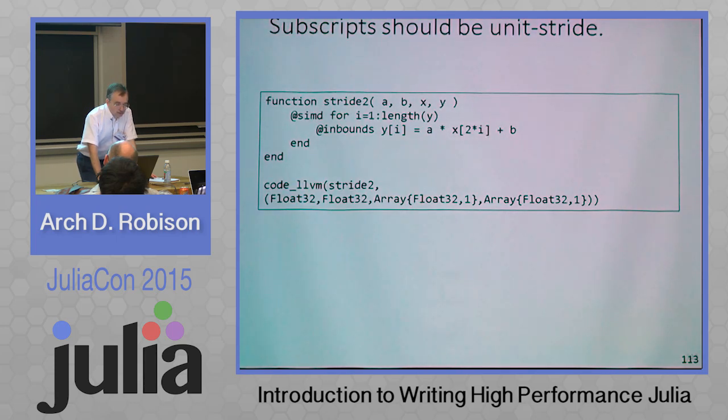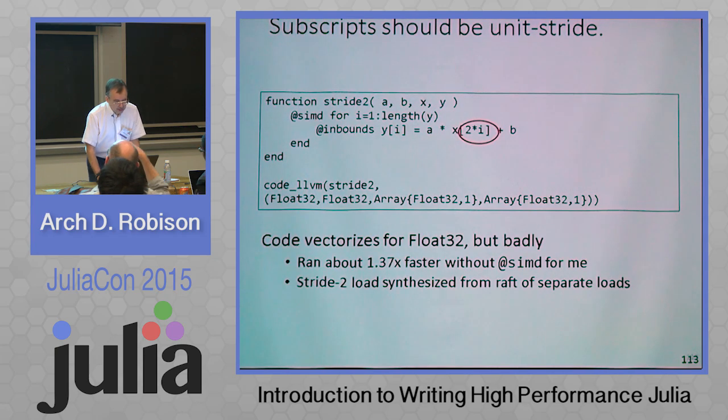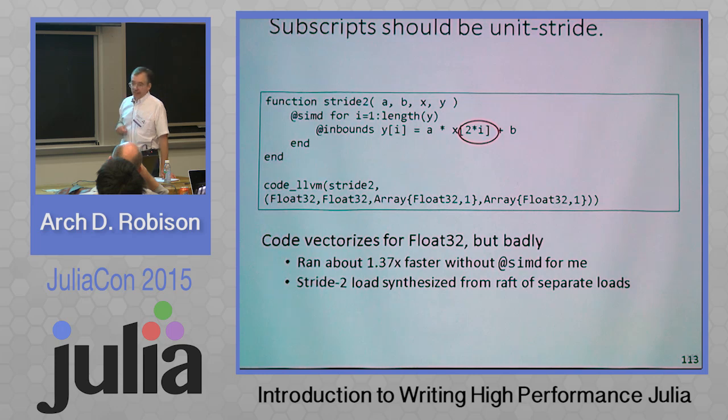So subscripts should be unit stride. Here's an example that the vectorizer will give up on, because there's this little 2 times i there.